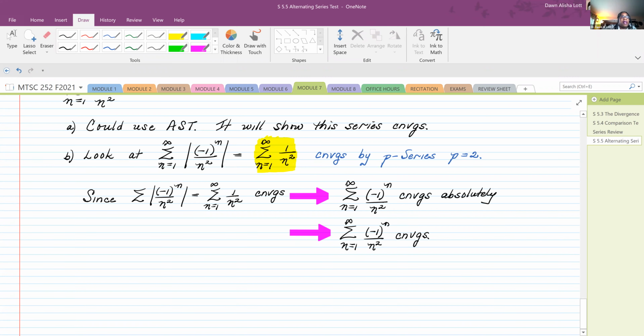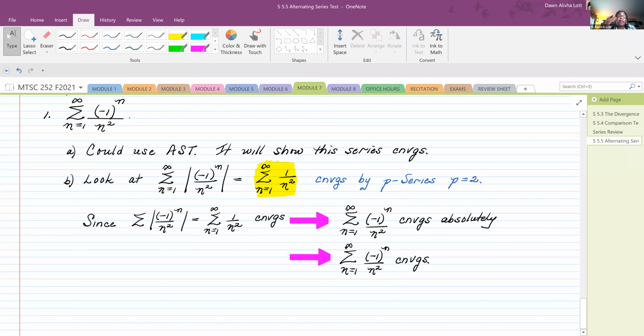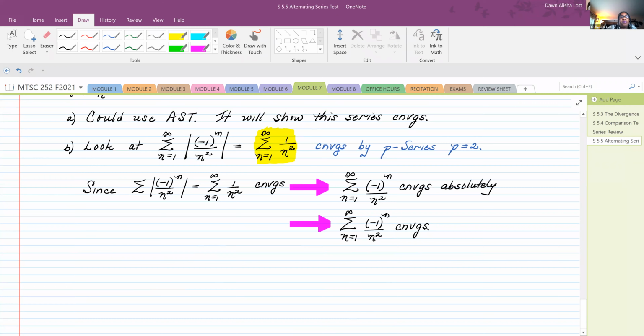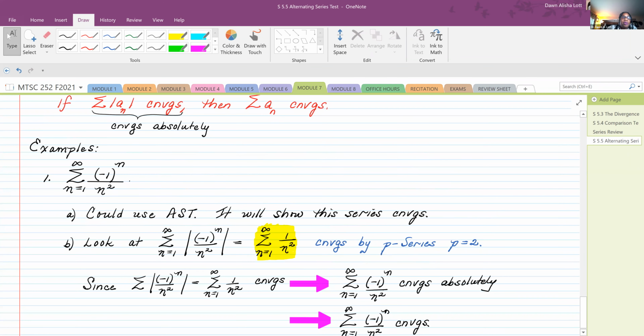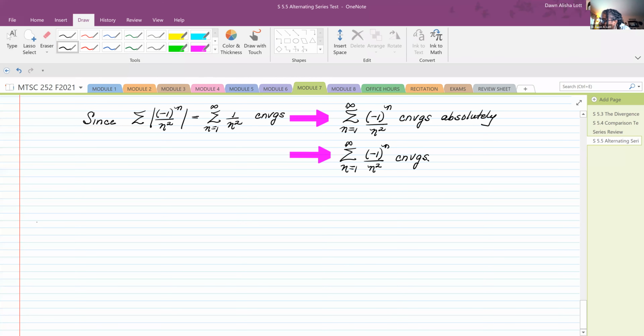Okay, so that example, nice, easy example, I could have used the alternating series test and show that it converges. But when I look at the absolute value of the test, I see it converges absolutely. So I need to be able to say, when I use the alternating series test and I find out whether or not it converges, I need to check to see if it converges absolutely. Okay, number 2.